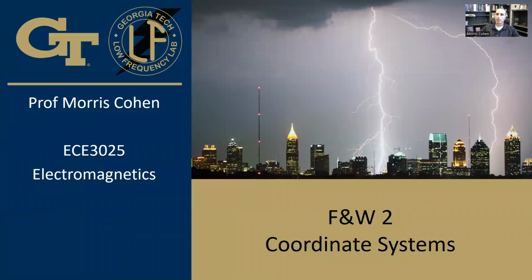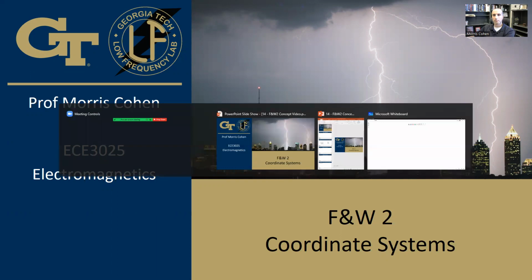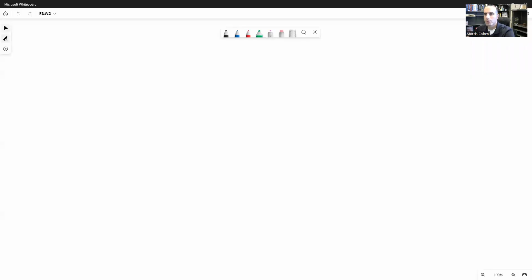Okay, in this relatively short lecture, we're going to be talking about coordinate systems. All right, now, the standard X, Y, Z coordinate system is known as Cartesian. In a Cartesian coordinate system, we would have X, Y, and Z axes defined like this. This might be the X coordinate, this might be the Y coordinate, and this might be the Z coordinate.